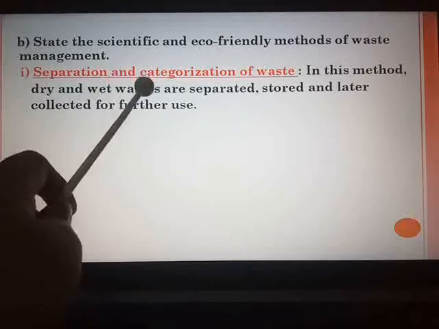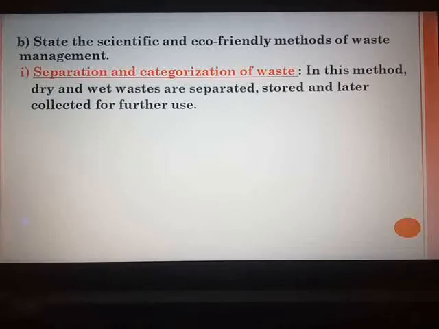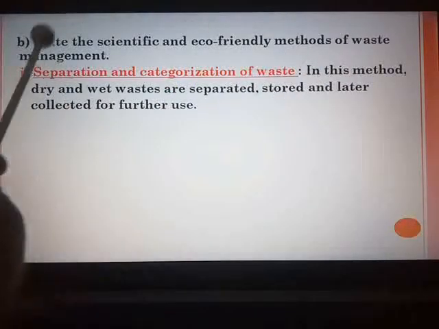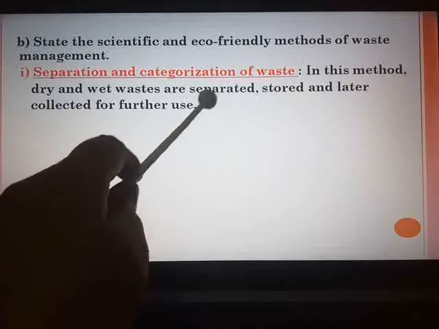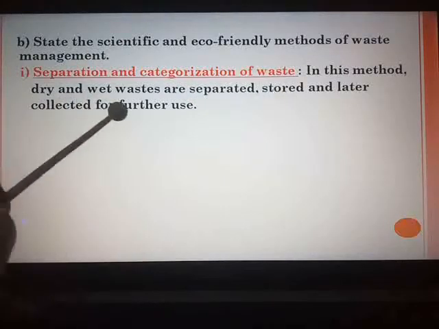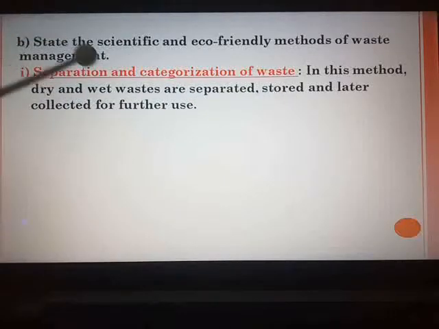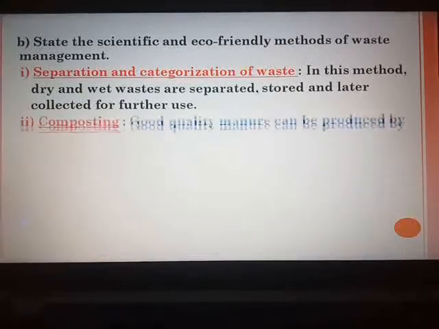Now separation and categorization means whatever wastes are accumulated, from that you have to separate the dry and the wet waste. So in this method, dry and wet wastes are separated, stored and later collected for further use. This explanation in short you have to write down. After separation, the next is composting.